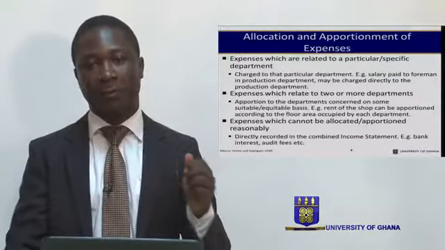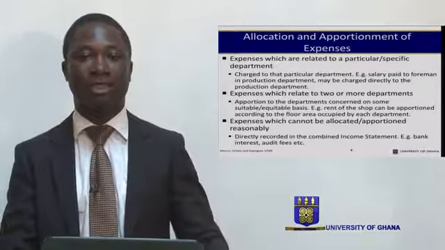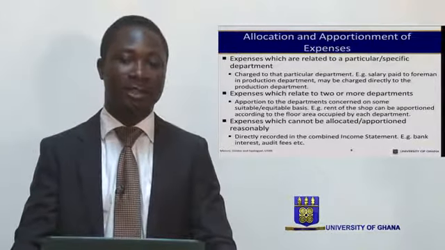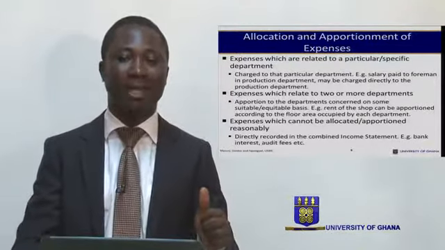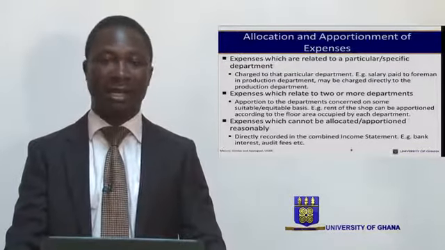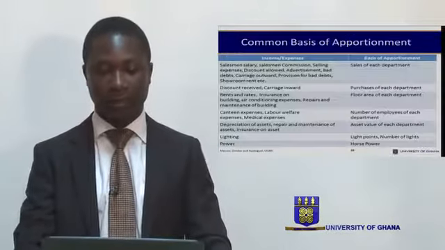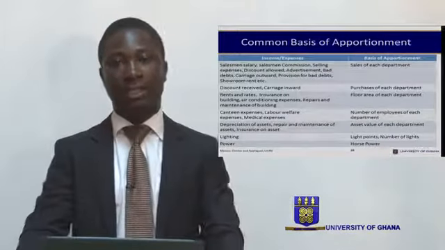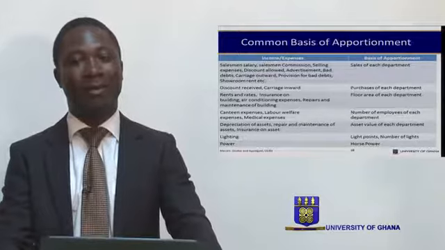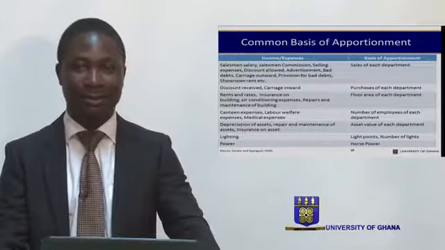Then, for expenses which cannot be allocated or apportioned reasonably, all these expenses would have to be recorded in the combined section of our income statement when we begin to report for each department. Okay. In apportioned expenses, you need to come up with a reasonable basis.